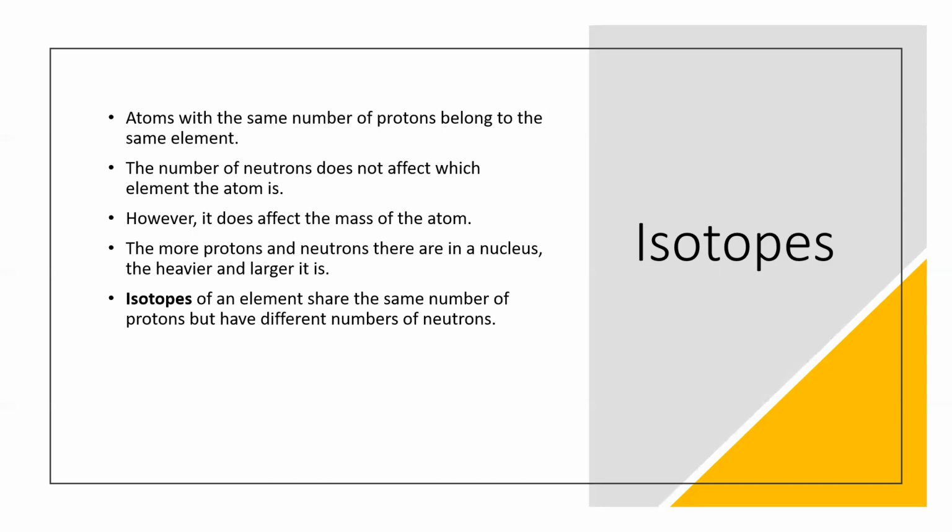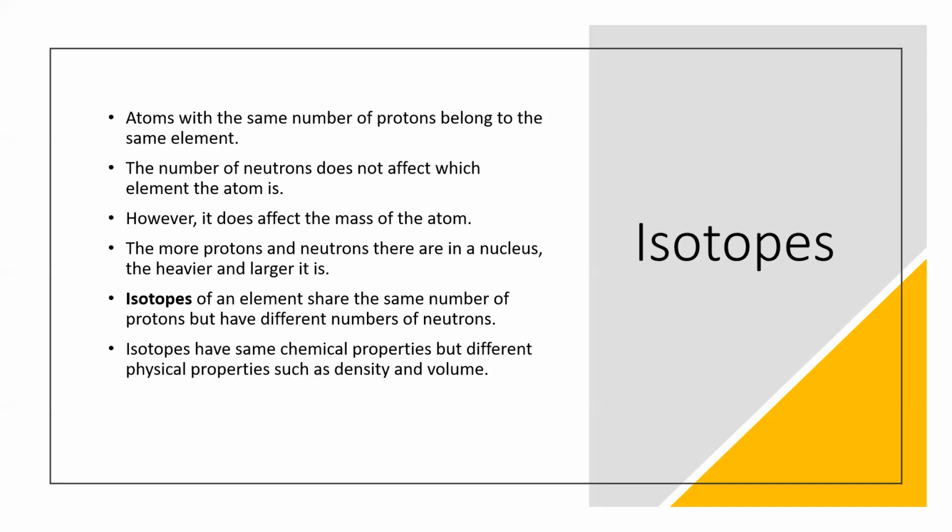Isotopes of an element share the same number of protons but have different numbers of neutrons. For example, carbon 13 and carbon 14 have the same number of protons, but their mass numbers are different. Isotopes have the same chemical properties because their numbers of protons are the same. But they have different physical properties such as density and volume, because their numbers of neutrons are different and therefore their atomic masses are different.